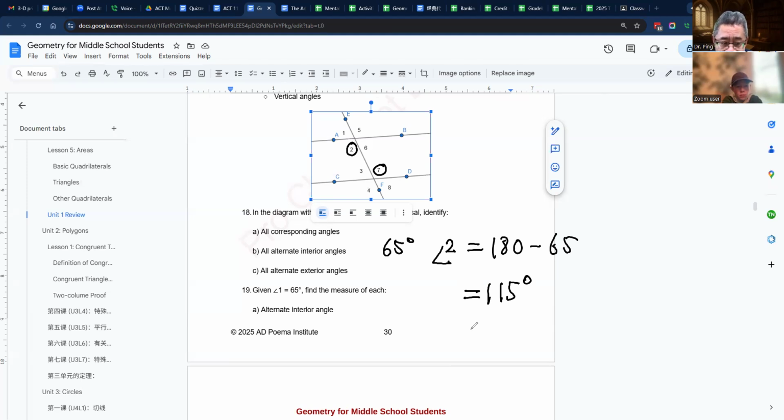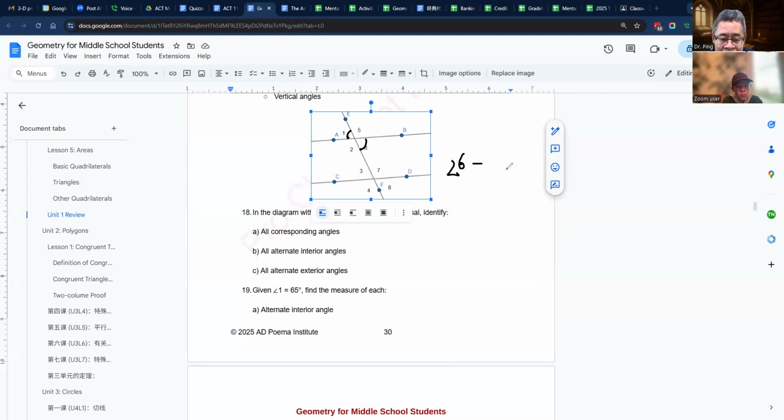We good on this one? So therefore, 2 and 7 are the same, so 7 is also 115 degrees. And the B is vertical angle. Vertical angle for 1 is 6. Vertical angle is always congruent, so that equals 65. Good.